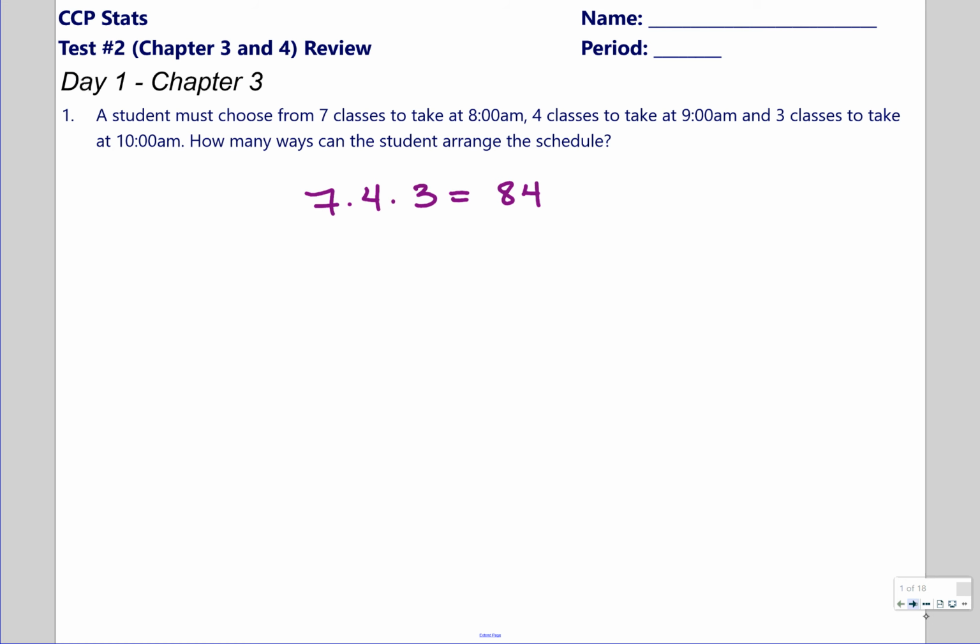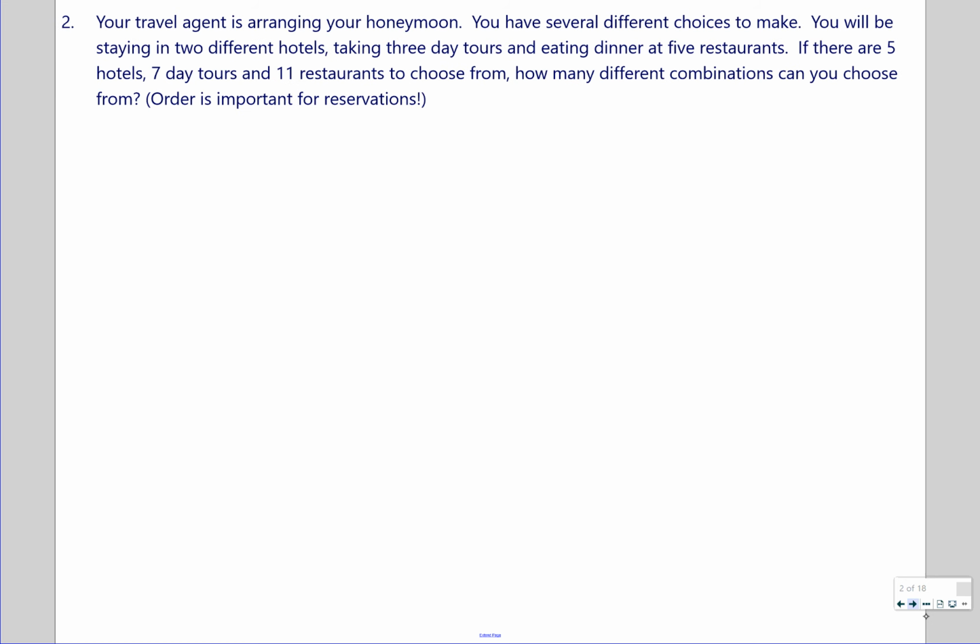All right. Number 2. Your travel agent is arranging your honeymoon. You have several choices to make. You will be staying in 2 different hotels, taking 3 day tours, and eating dinner at 5 restaurants. There are 5 hotels, 7 tours, and 11 restaurants to choose from. How many different combinations can you choose from? And it says order is important for the reservation. So if order is important, first of all, are we using a P or a C? That's a P. Order is important.